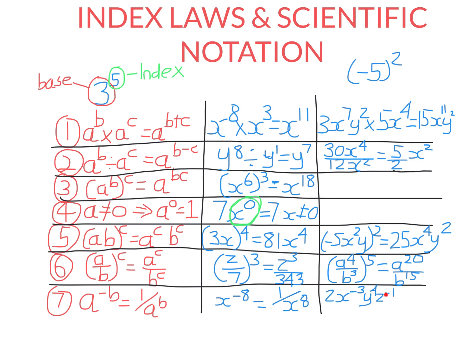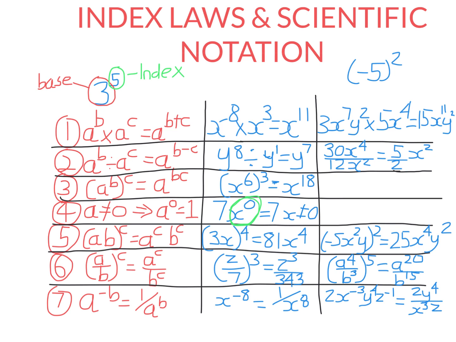So if you have a more complicated expression like this and you're asked to write it using only positive powers, anything with a positive power goes on top. So 2 is 2 to the power of 1, it goes on top. Y has a positive power, it goes on top. The negative powers go to the bottom, but you write them with a positive power instead. So that's all of the index laws.